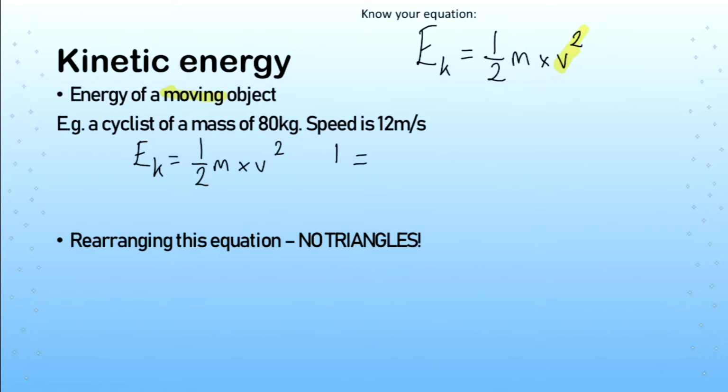So EK is what we're trying to calculate, equals half times the mass, which is 80, times the speed, which is 12, but squared. You put that into your calculator and you get your answer. Job done. Life is good. The other thing that can be tricky with this equation, though, is rearranging it.